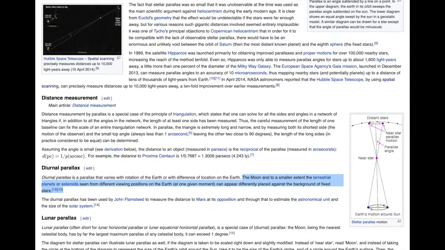But all throughout this article, you will see that they mention the stars. Reading the highlighted text: the moon, and to a smaller extent the terrestrial planets or asteroids seen from different viewing positions on the Earth at one given moment can appear differently placed against the background of fixed stars. So there you have it, measured against the background stars.